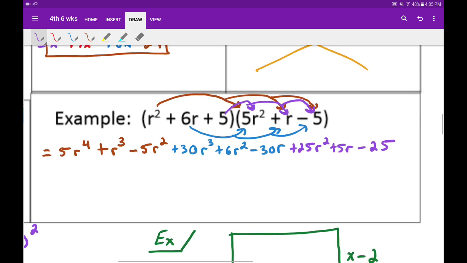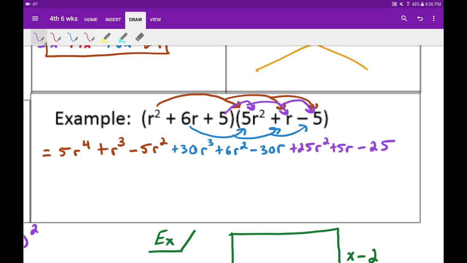Okay, so I did them in different colors so you can see that we had like 3 blocks of terms we multiplied in our polynomial. And you can see where we multiplied the r squareds in brown, the 6r in blue, and multiplied the 5 in purple. So now the task is to combine like terms and get everything all sorted out here.